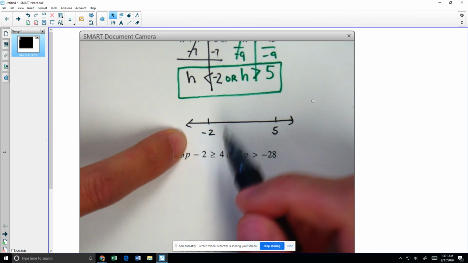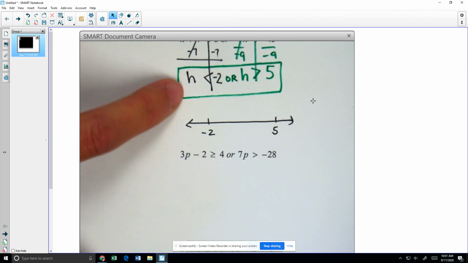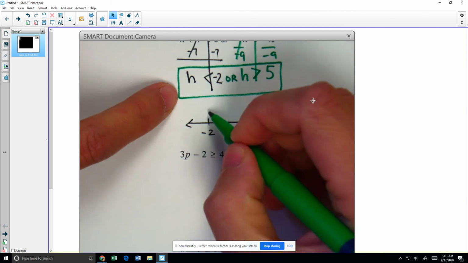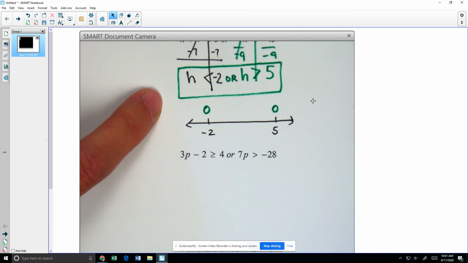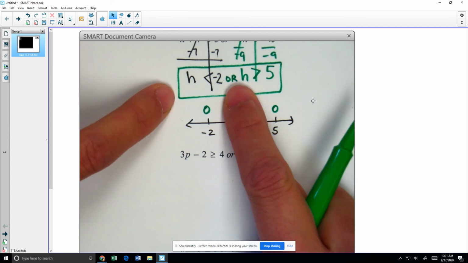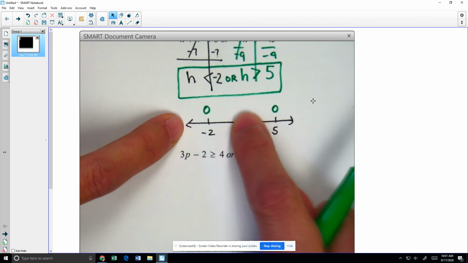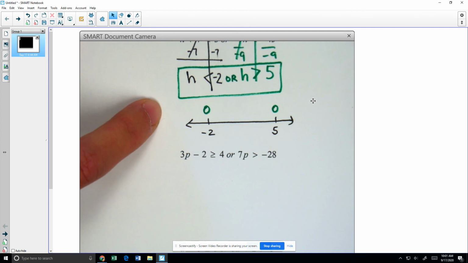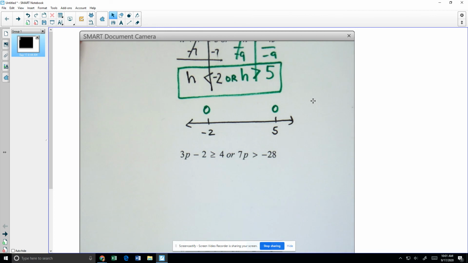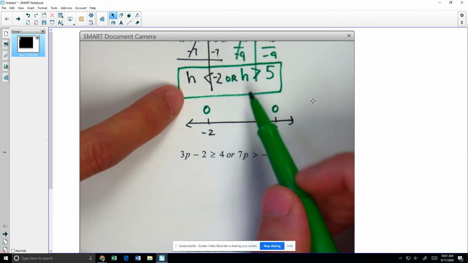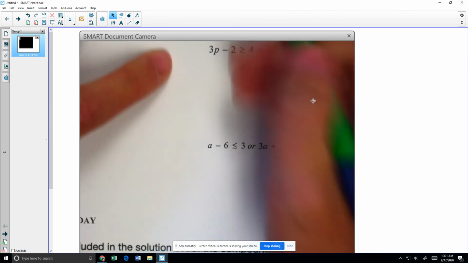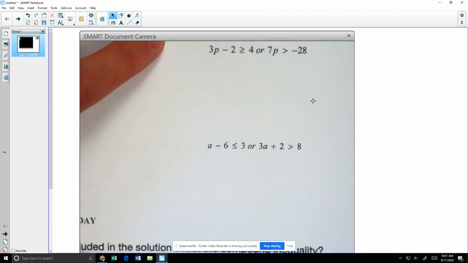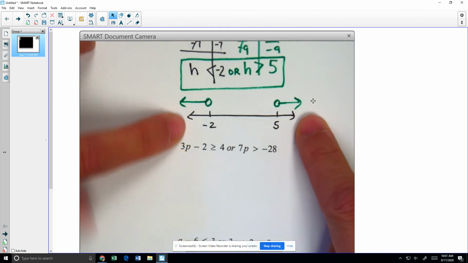Okay, so I have negative 2, positive 5. And then let's graph. So I have an open circle for negative 2. I have an open circle for positive 5. It's an or problem. So if it's an or problem, do they come together or do they go off in opposite directions? They go off in opposite directions. Because it's an or problem. Ors always graph to opposite directions. Okay, so there we go. And then that would be my answer.